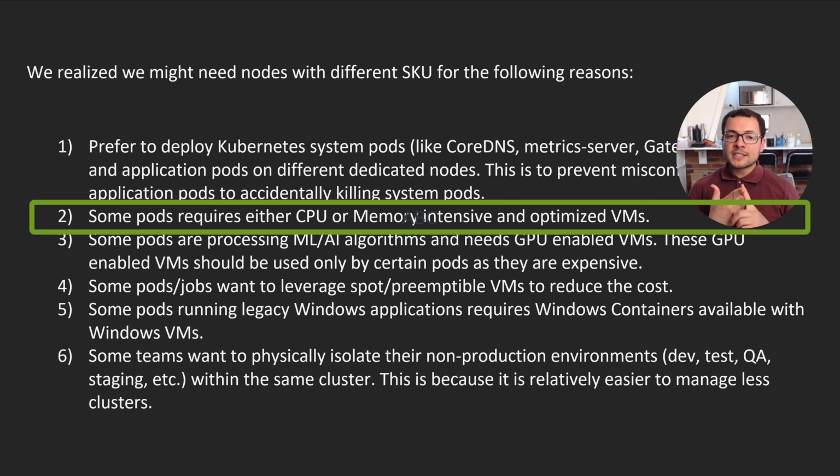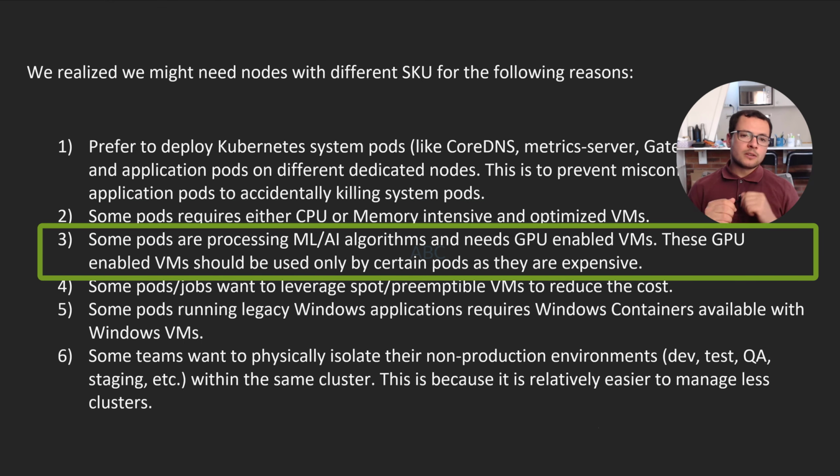The number two reason is that some pods require CPU or memory intensive and optimized virtual machines. Number three reason is that some pods are processing machine learning and AI algorithms and need GPU enabled virtual machines. These GPU enabled VMs should only be used by certain pods as they are expensive.